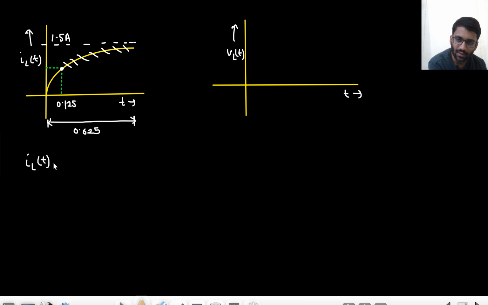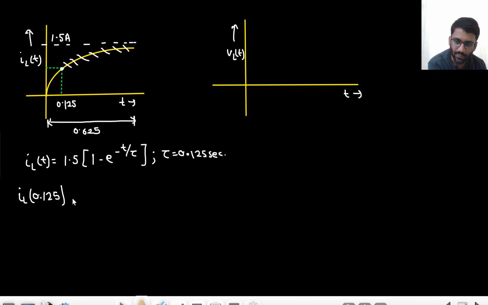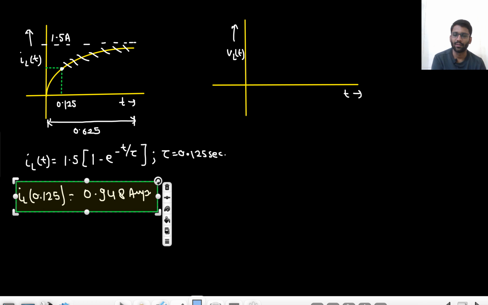So IL of t would be, from 0 it is going to 1.5, 1 minus e to the power minus t upon tau, where tau is 0.125 second. So what is the value of IL at 0.125 second? That is 1 minus e to the power minus 1, into 1.5, which would be 0.948 ampere. Okay, so this much current we are having.